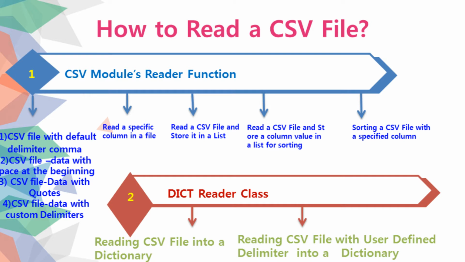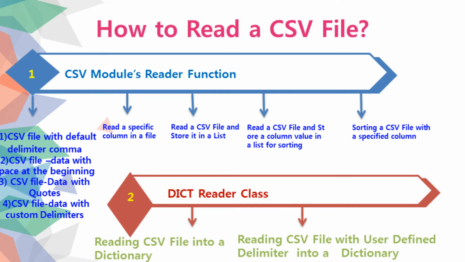How to read a CSV file? There are two different ways to read a CSV file. First one is the CSV module's reader function. Second one is the DictReader class. The CSV module reader function can be divided into many parts. First one, CSV file with default delimiter comma. Second one, CSV file data with space at the beginning. Third one, CSV file data with quotes. Fourth one, CSV file data with custom delimiters.